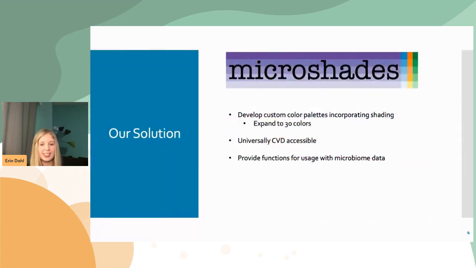Our solution to this was to develop an R package that incorporates shading for expanding the number of colors available to 30, with the goal of continued universal CVD accessibility. Our lab also works with complex microbiome data, so we wanted to make sure that we could use these colors with our data and created functions within this package that will apply Microshades palettes and assist in additional data organization.